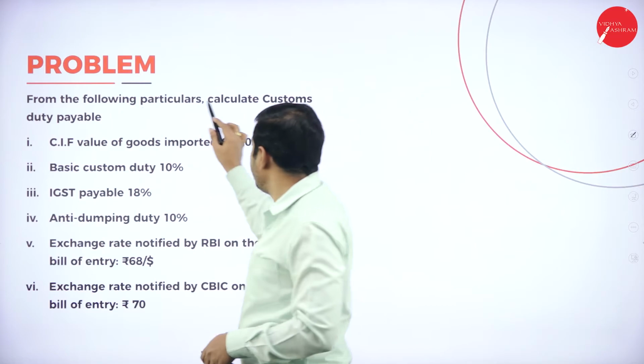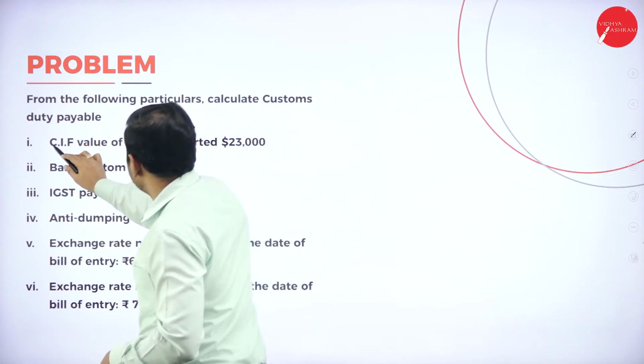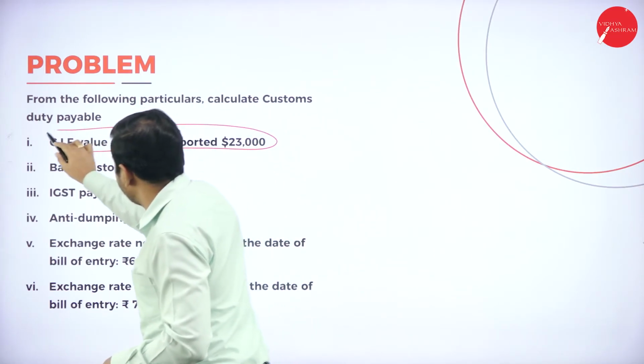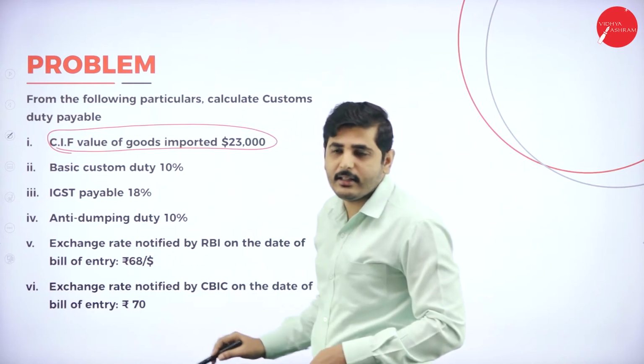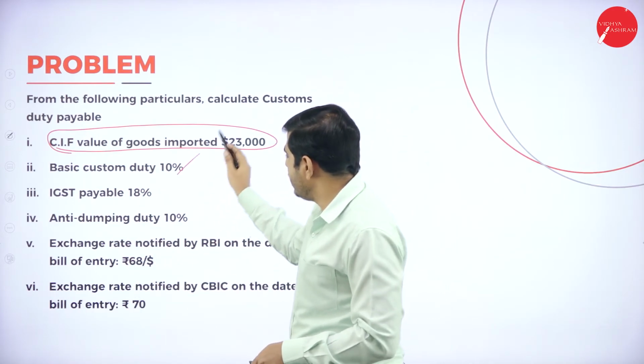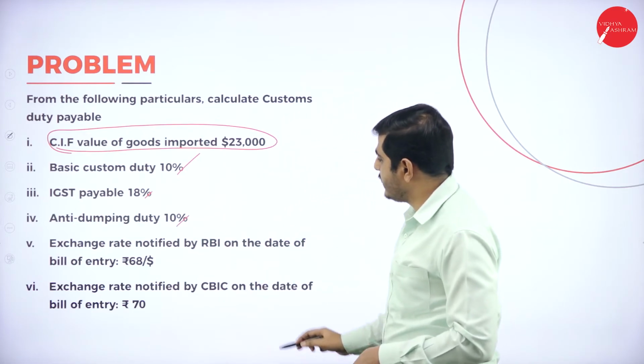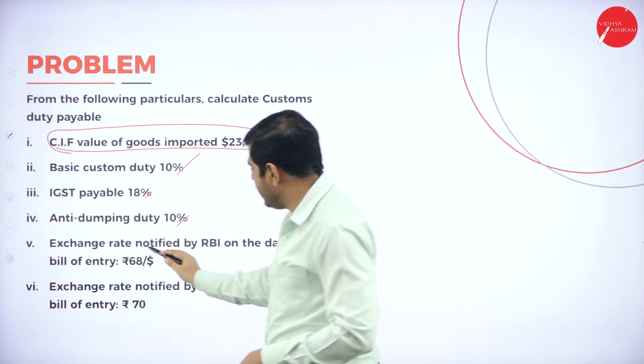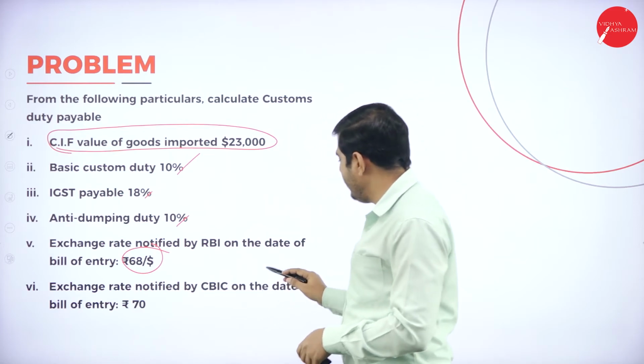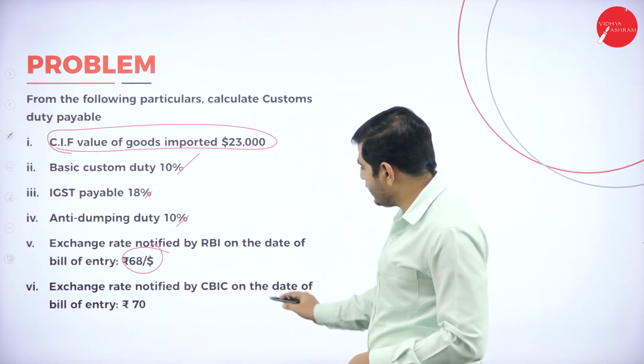From the following particulars, calculate the custom duty payable. The CAF value or assessable value they have given, so we can directly calculate the custom duty. Basic custom duty 10%, IGST 18%, anti-dumping duty 10%. The exchange rate given by the RBI is 68. The exchange rate given by the CBIC, Central Board of Indirect Taxes, is 70 rupees.